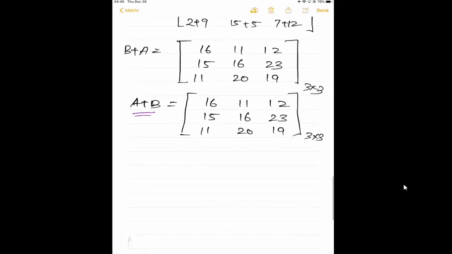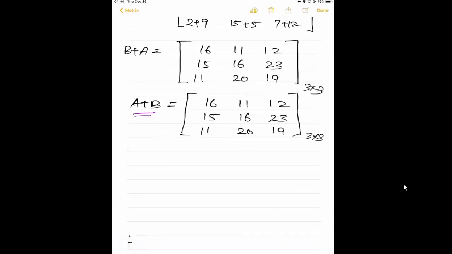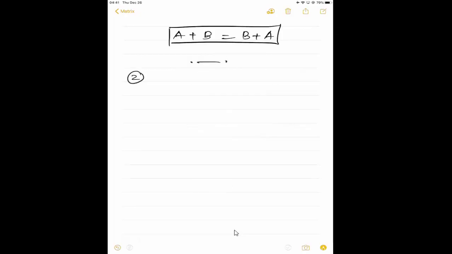So just copy pasted the above result. Now if you compare both the results, A plus B will be equal to B plus A. Just see each element, the output is the same, and this is called the commutative law. This is the first law.